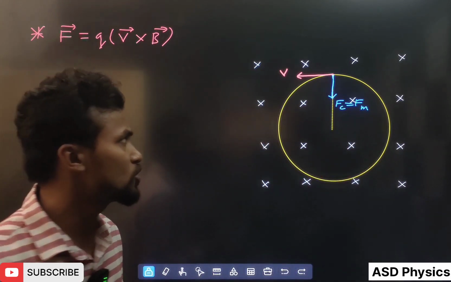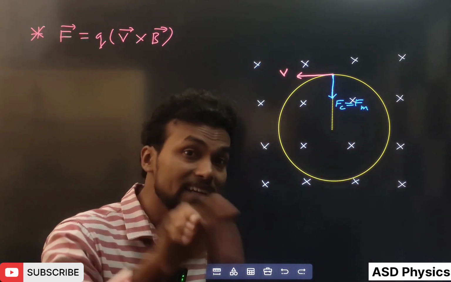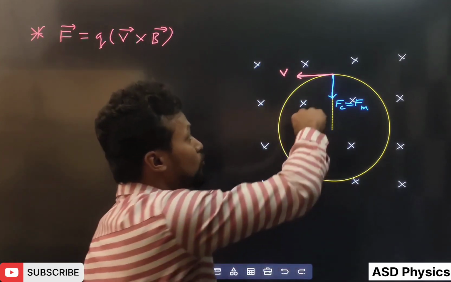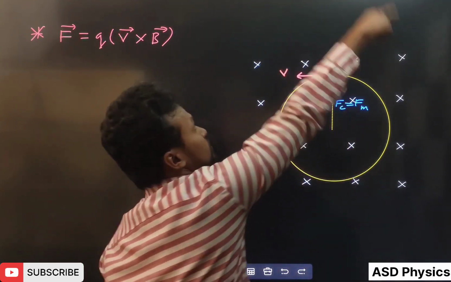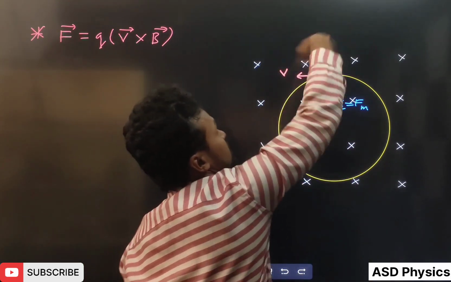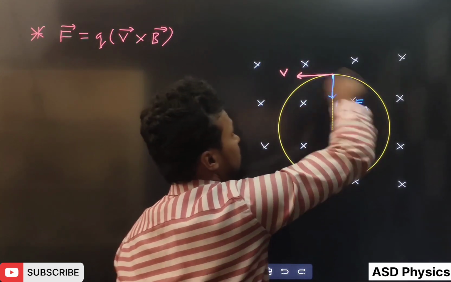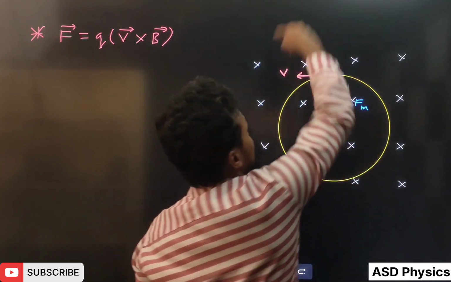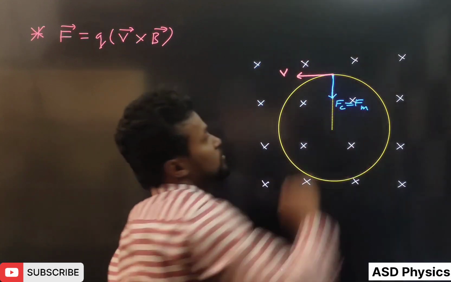And please make sure that if the charged particle is negative, then the force will act in the upward direction and it will follow this kind of path, like this. Positive charged particle, this one, anti-clockwise. Negative charged particle, like this. So remember that here.